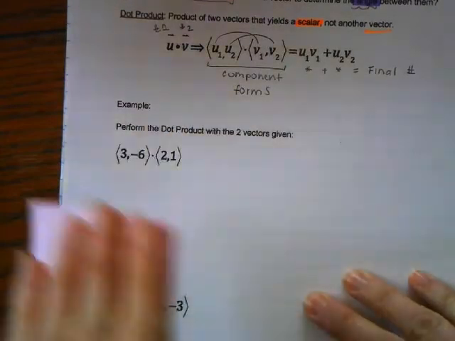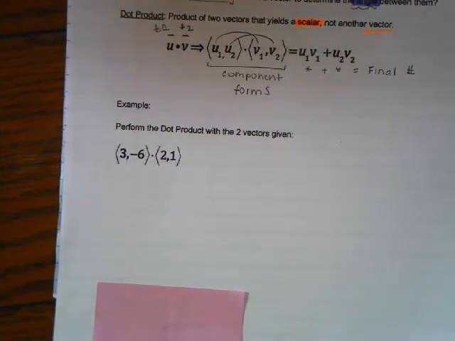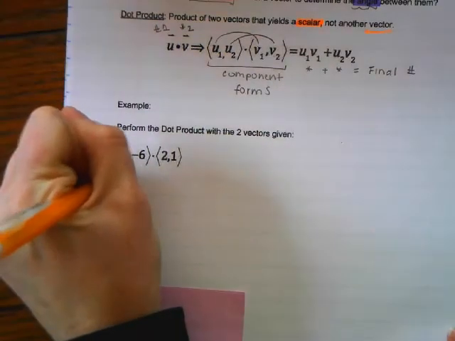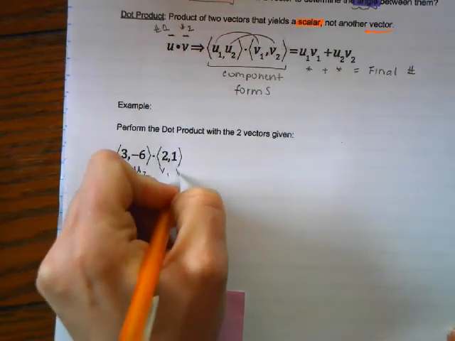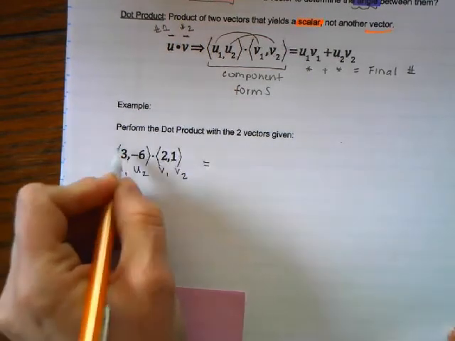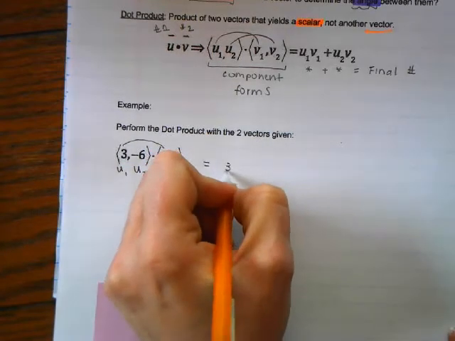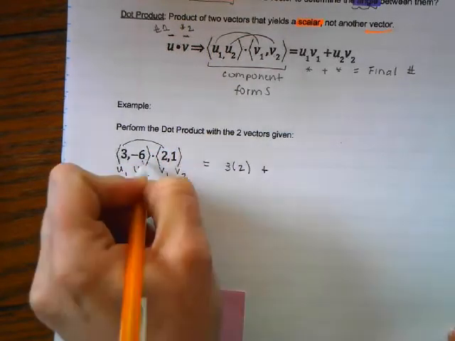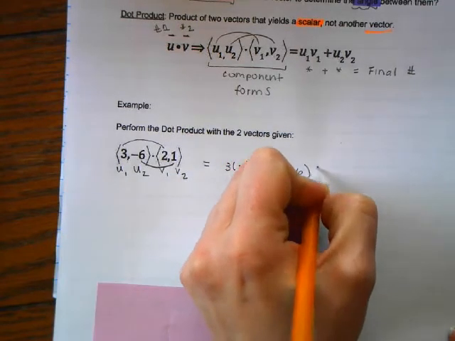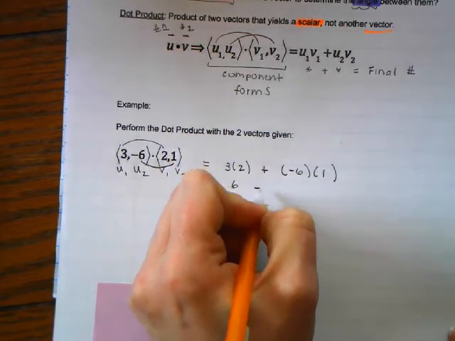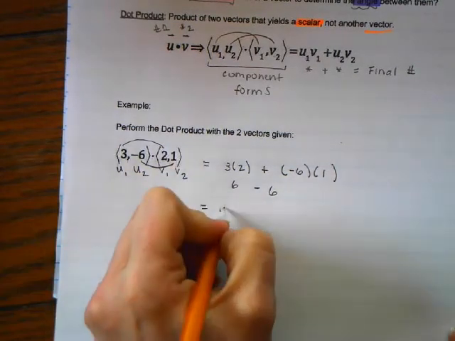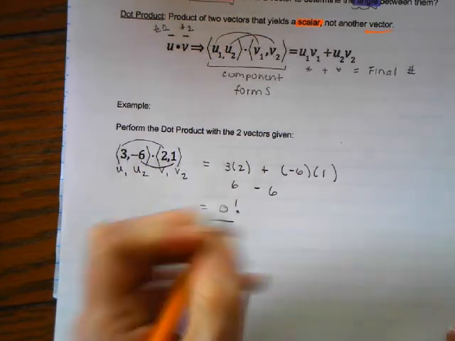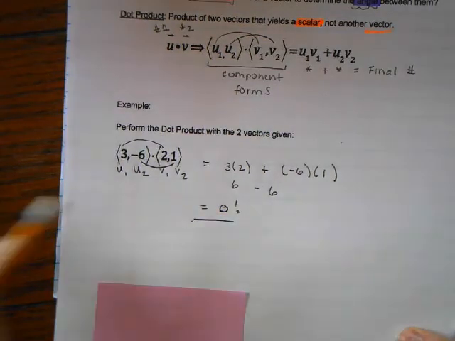So I'm going to pull my screen shade down. And here we are, <3, -6> and <2, 1>. So we like to look at this as u1, u2, v1 and v2. All of my 1's multiply together, add that to my 2's multiplied together, 6 minus 6. This dot product is equal to 0.